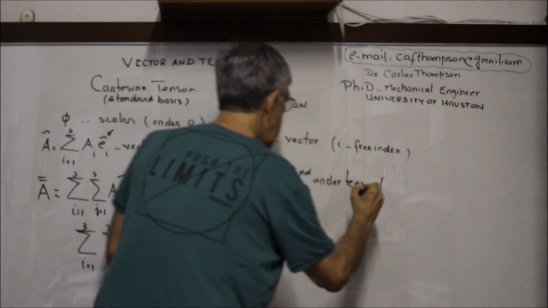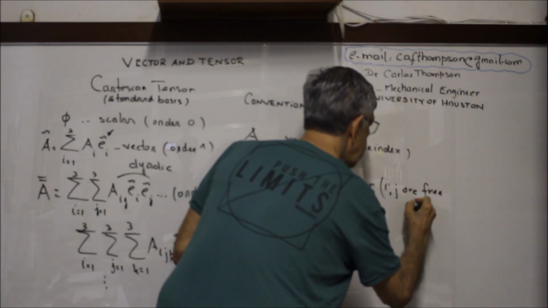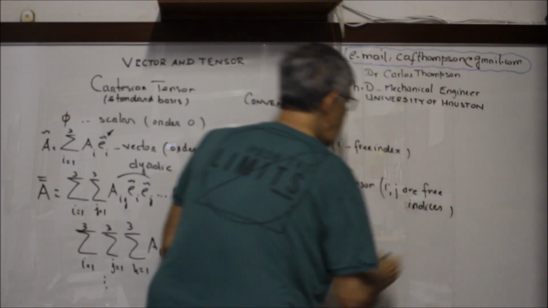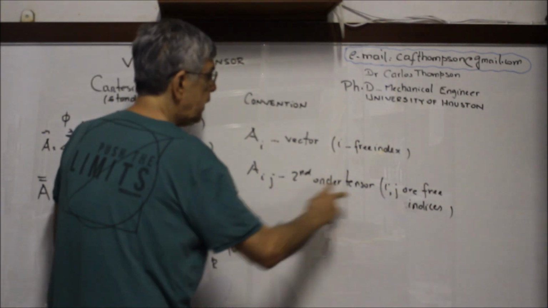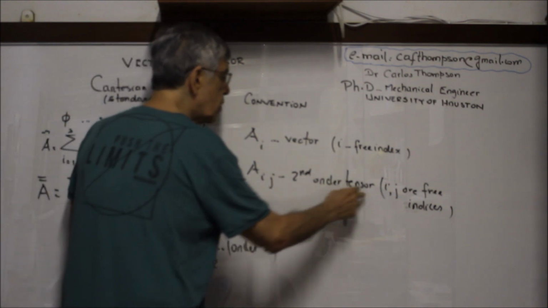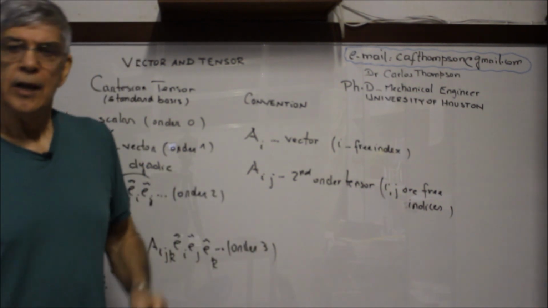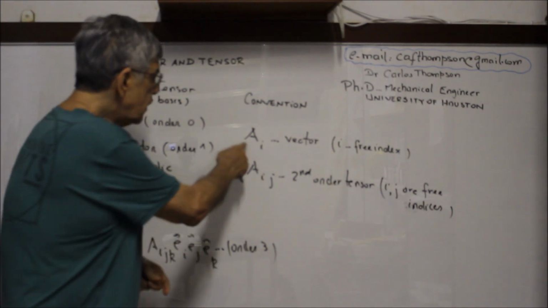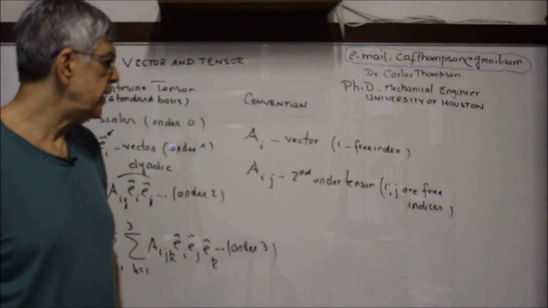Here, i, j are free indices. So, when I see two free indices, I say that these are the components of a second order tensor. In general, you say, oh, this is a second order tensor. You don't say these are the components of a second order tensor. You look at this and see, oh, this is a vector because it has only one free index.